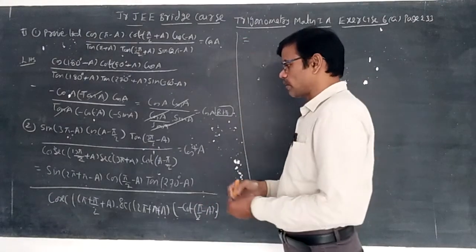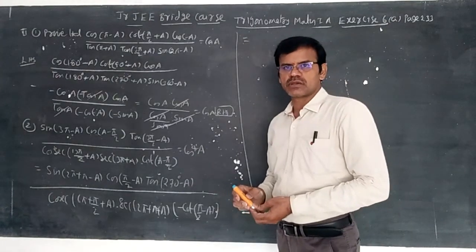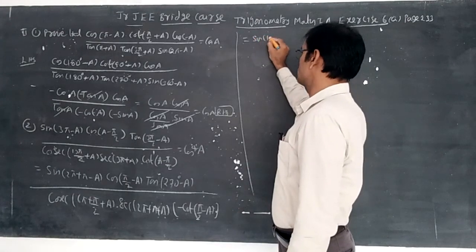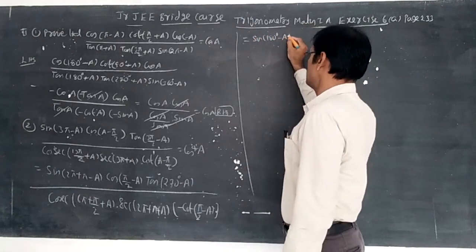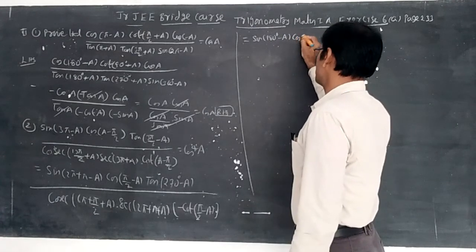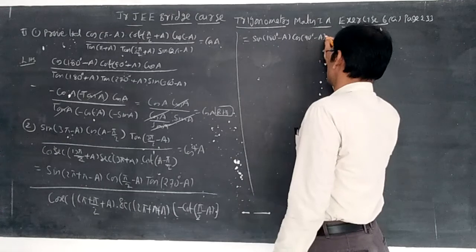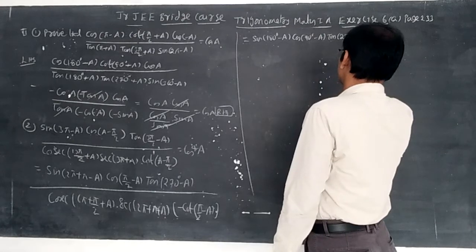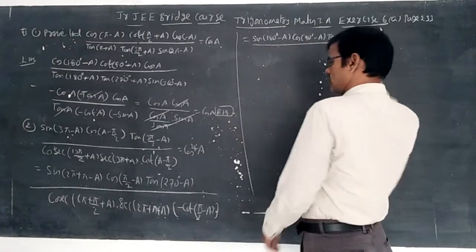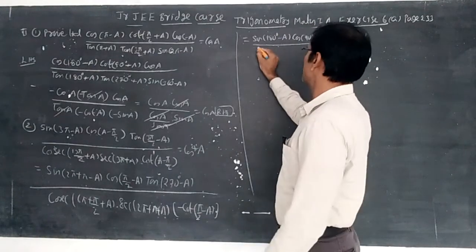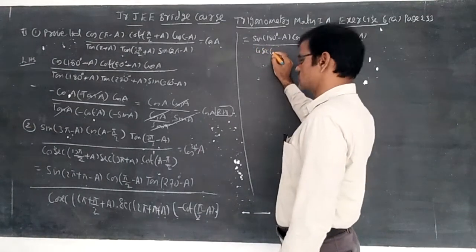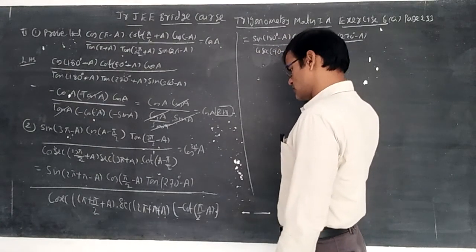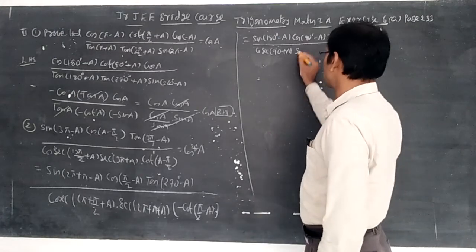Sin of 2 pi plus pi minus A. Whenever 2 pi is there, you can consider it is nothing but 0. So sin of pi minus A, I am writing this one in degrees: sin 180 minus A into cos of 90 minus A into tan 270 minus A, whole by cosec of pi by 2. Cosec of 6 pi is nothing but 0. So you can write this one as cosec 90 plus A.